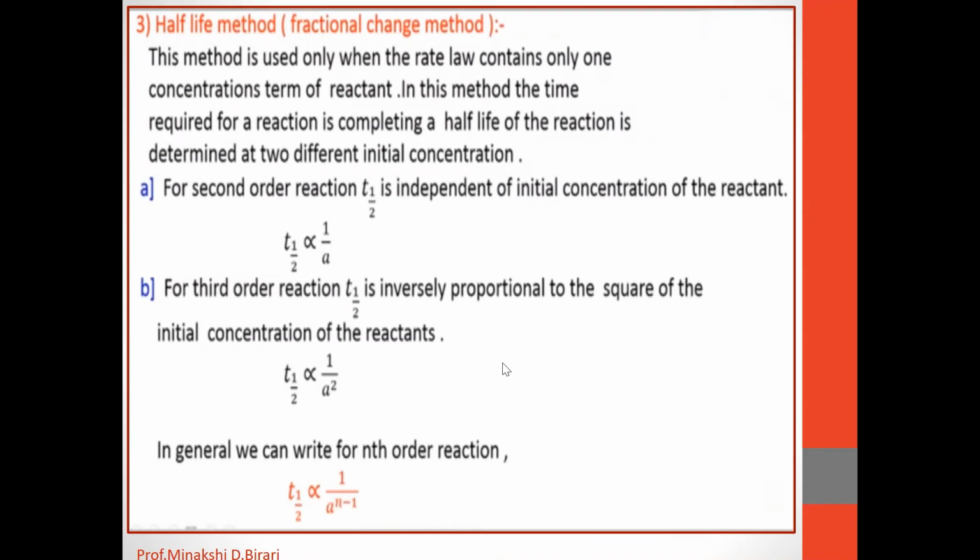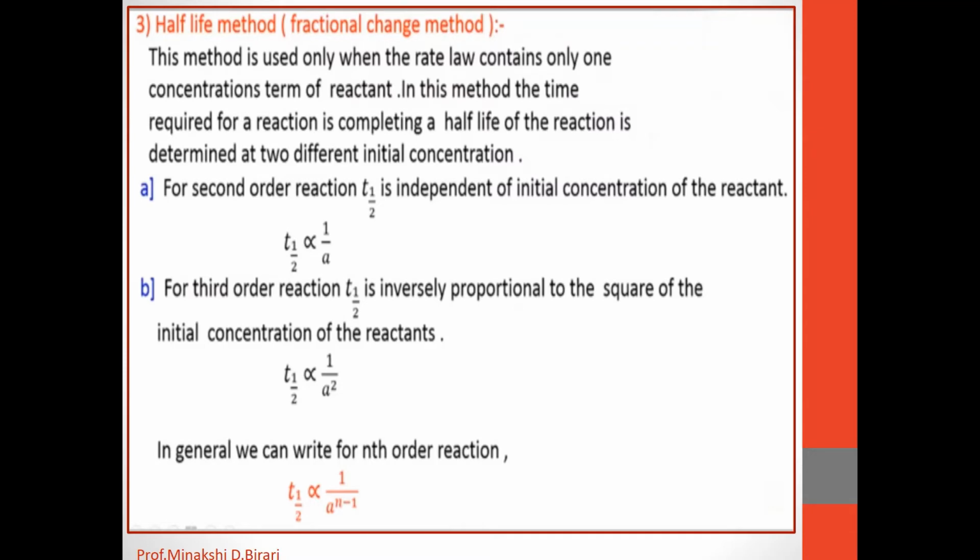Then the another method, that is half-life method, also called fractional change method. This method is used only when the rate law contains only one concentration term of reactant. In this method, the time required for a reaction to complete a half-life of the reaction is determined at two different initial concentrations.